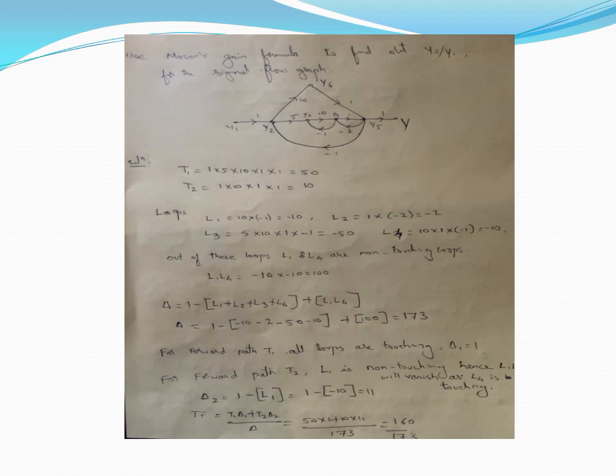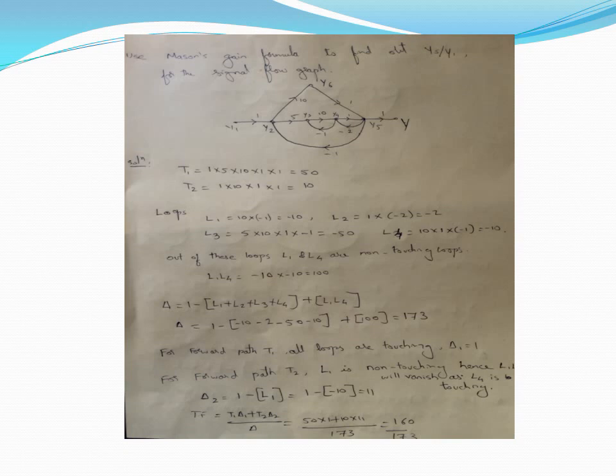So here is a second problem. Use Mason's gain formula to find out Ys divided by Y1 for the signal flow graph. The diagram is given. Here we can see in the diagram, instead of gains G1, G2, they have given the numbers 1, 5, 10, 1. And also for the feedback they have given minus 1, minus 2, minus 1.